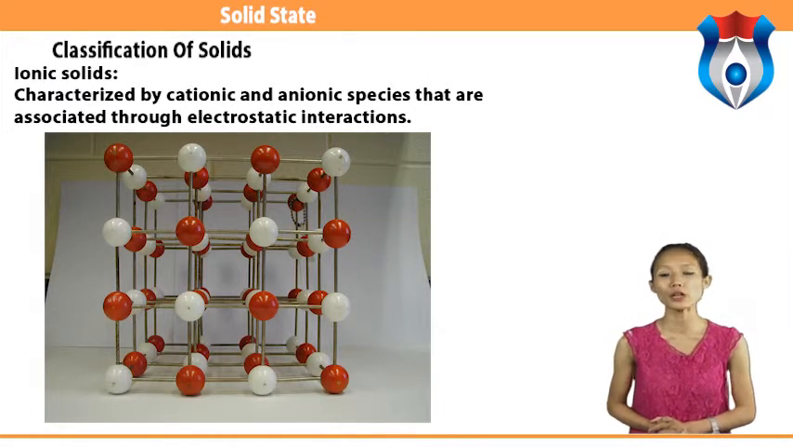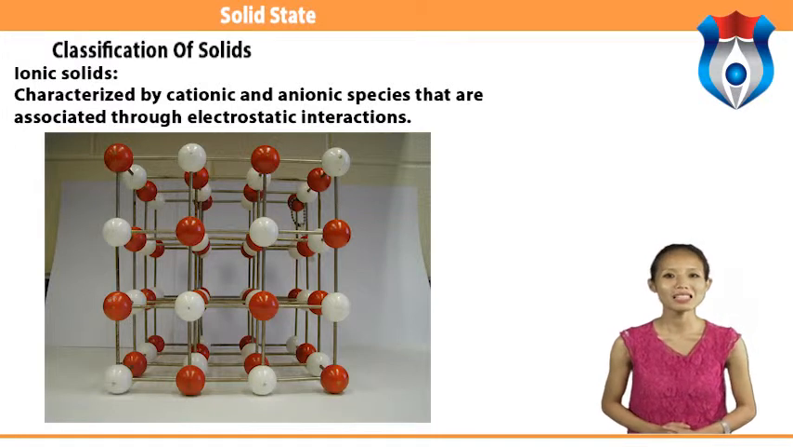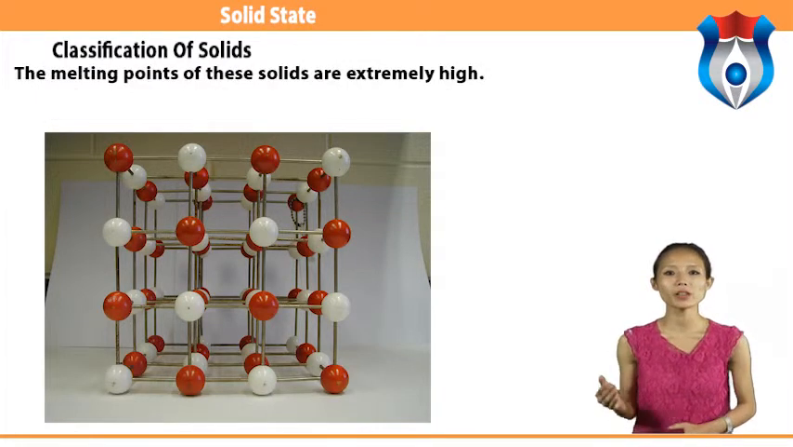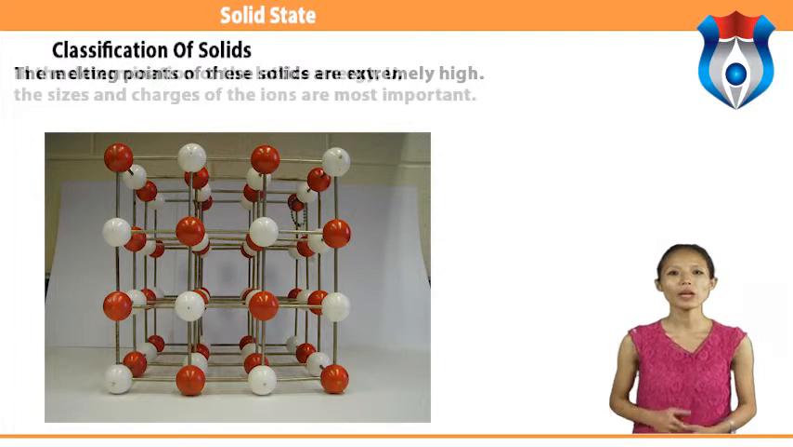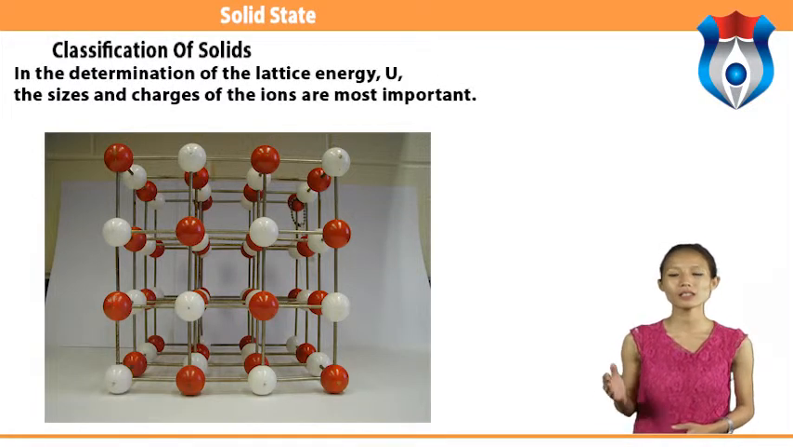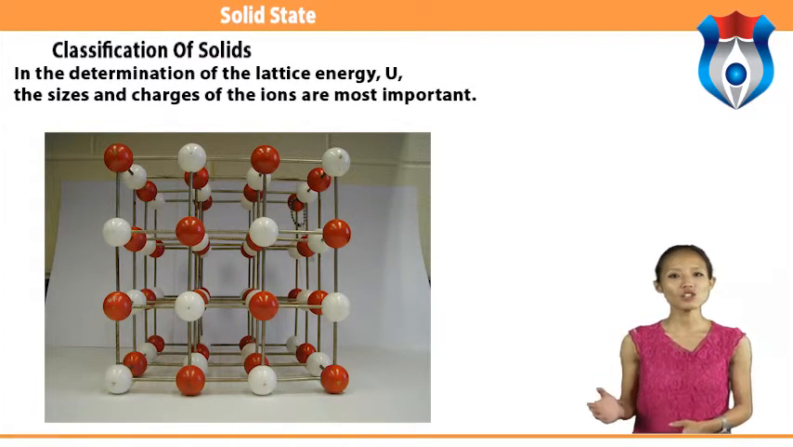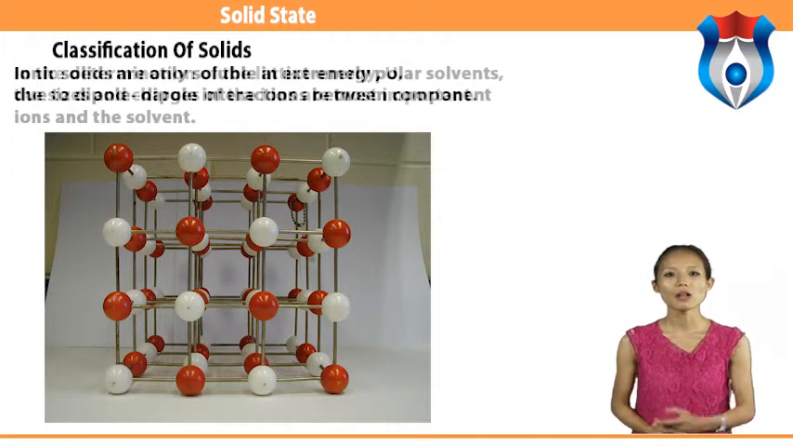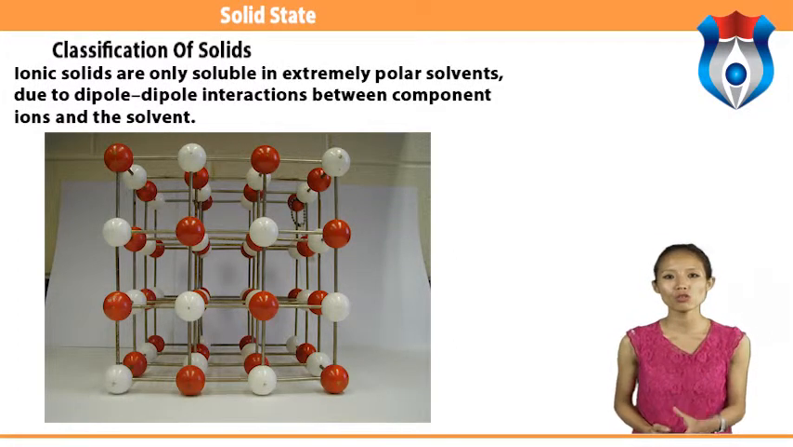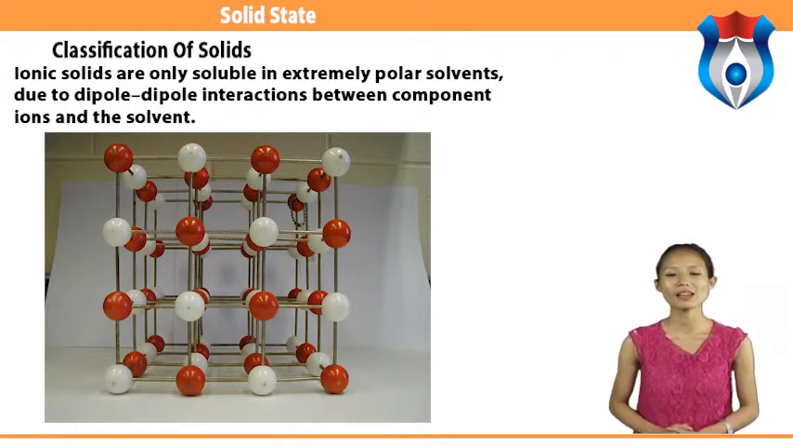All predominantly ionic salts possess crystalline structures, as exhibited by common group 1 to 17 or 2 to 17 binary salts such as NaCl and CaCl2. The melting points of these solids are extremely high, as very strong electrostatic attraction between counter ions must be overcome. In the determination of the lattice energy U, the sizes and charges of the ions are most important. Ionic solids are only soluble in extremely polar solvents due to dipole interaction between the component ions and the solvent.